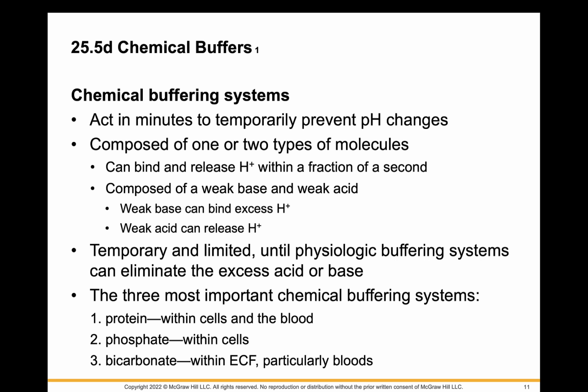The three major chemical buffering systems we have within our body are protein, which acts to buffer our cells and also the blood. Phosphate is strictly a cellular buffer, and bicarbonate is an extracellular buffer, especially within the blood. And remember, bicarbonate ion is the product of converting CO2 into bicarbonate so CO2 can be transported within our body. So it does double duty. Not only are we transporting CO2 in this manner, it also acts as a very potent buffer within our blood.